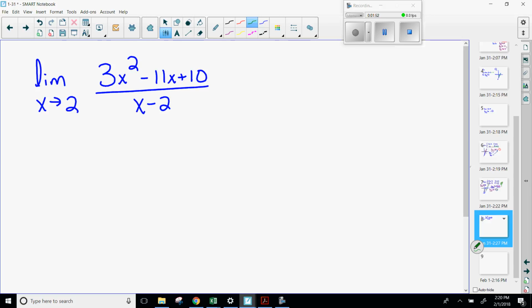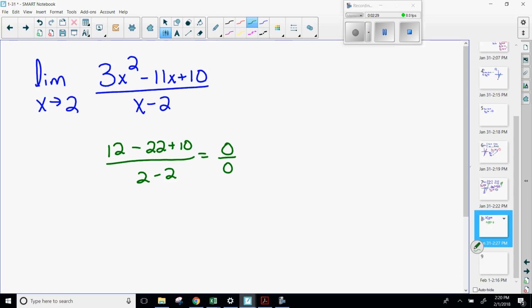But the problem with this one is if I put 2 in, you get 3 times 2 squared, which is 12, minus 2 times 11, which is 22, plus 10 over 2 minus 2. That gives you 0 over 0. Now, what is 0 over 0? Indeterminate. We cannot determine what that value is. But what we can do is simplify that blue expression. We can simplify it by factoring.